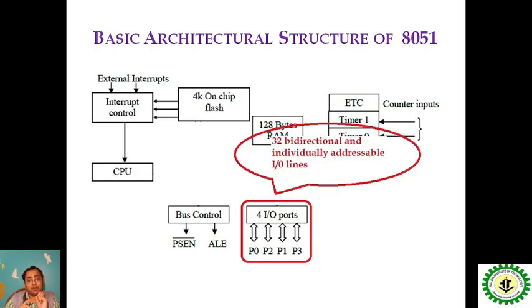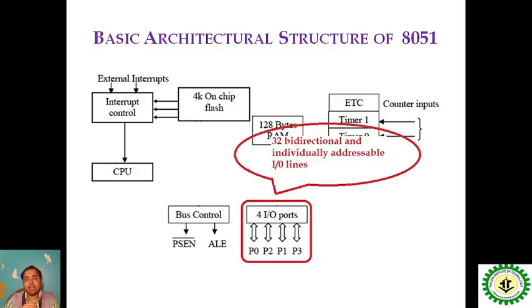Whenever I am talking about the IO lines, they should be bidirectional, because whenever I am taking an input through that line, that's the input line. Whenever I am giving the output through that line, that will act as the output line. So it's bidirectional. And another part is that they are individually addressable.